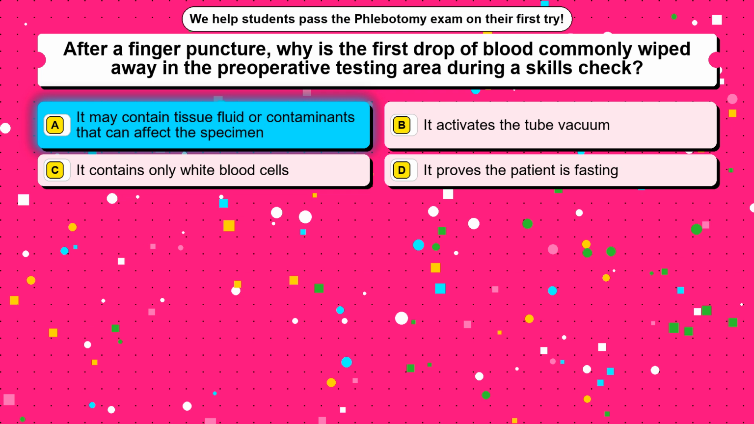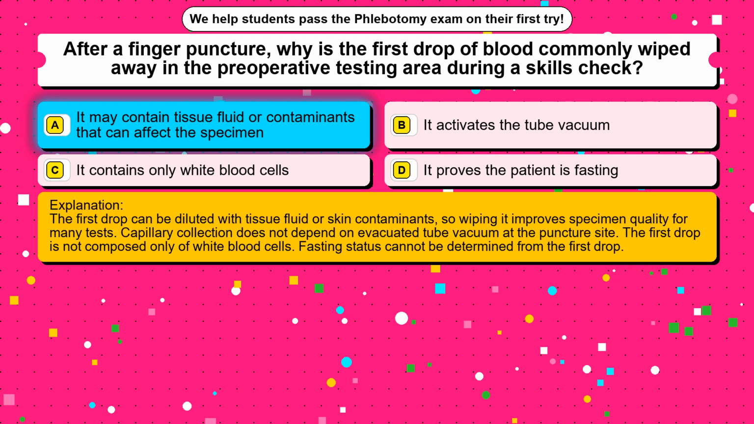The correct answer is option A. It may contain tissue fluid or contaminants that can affect the specimen. The first drop can be diluted with tissue fluid or skin contaminants, so wiping it improves specimen quality for many tests. Capillary collection does not depend on evacuated tube vacuum at the puncture site. The first drop is not composed only of white blood cells. Fasting status cannot be determined from the first drop.